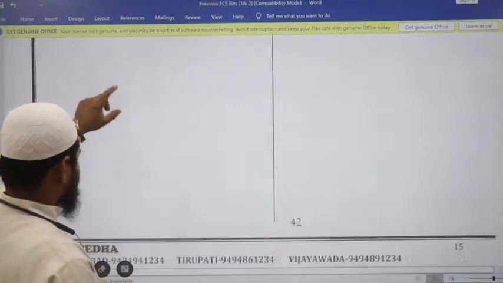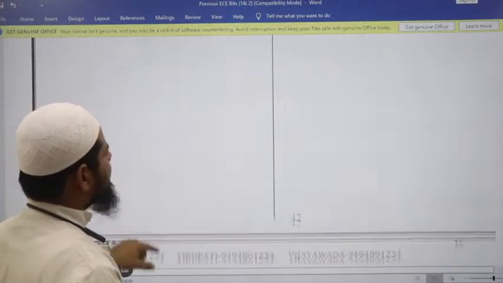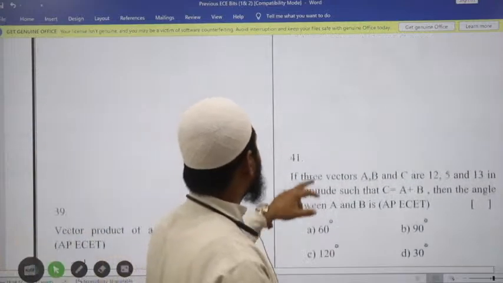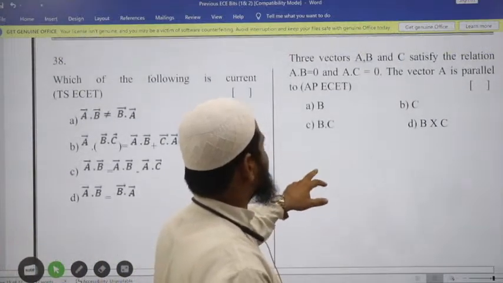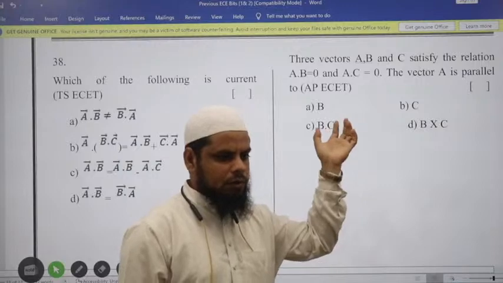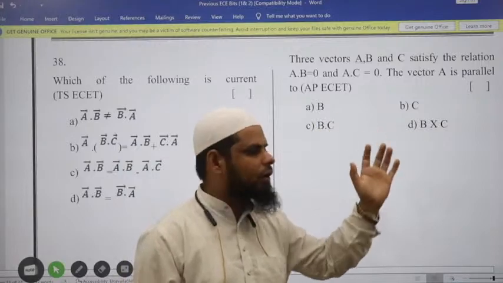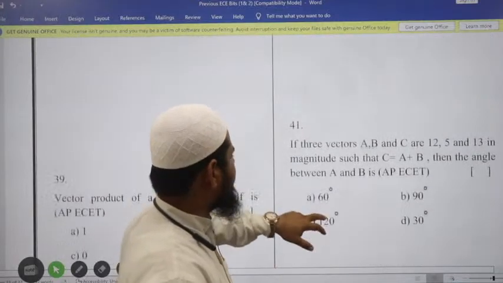Next one, next problem we'll move on. Problem 40, we have already seen yesterday, today, earlier. So problem 40 we have done already. So let us move on to 41.